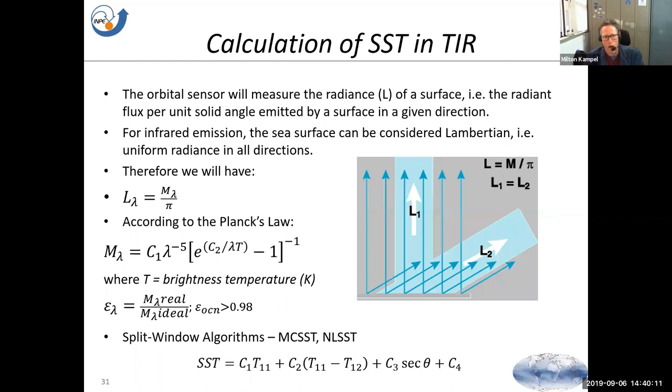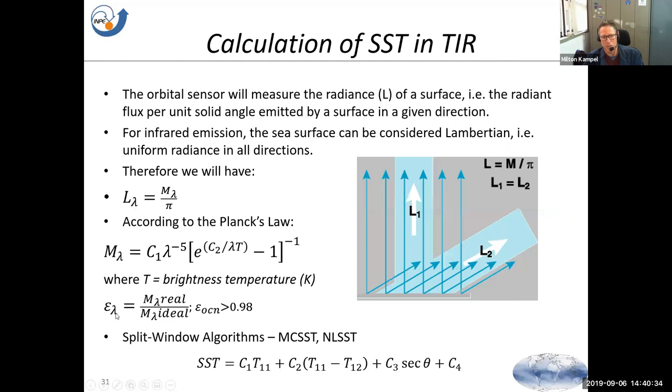According to Planck's law, you're going to have this equation here, where the energy is related to two constants, the wavelength where we are working in the thermal infrared, and temperature. And this is what we call brightness temperature in degrees Kelvin. Now you need to relate this excitance or emittance with radiance. And then you have what is emissivity.